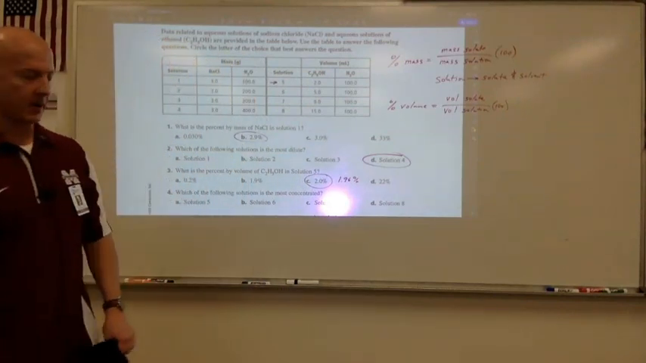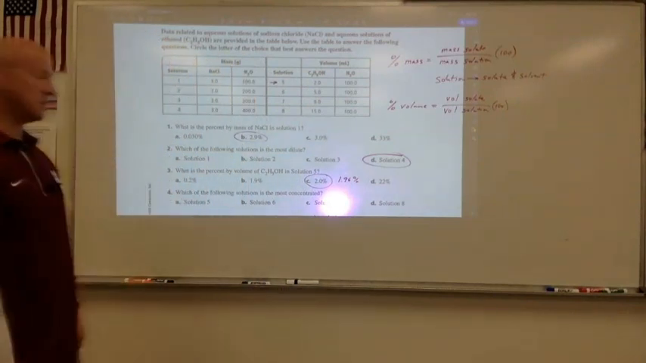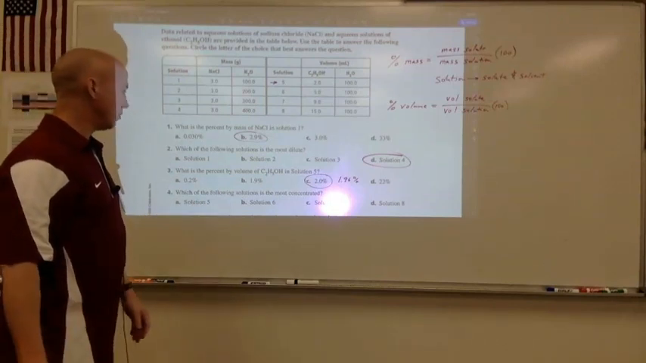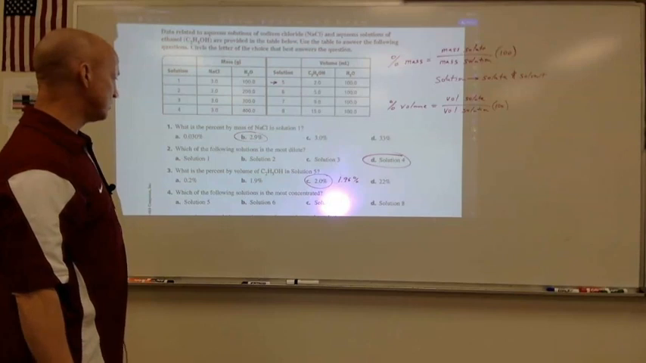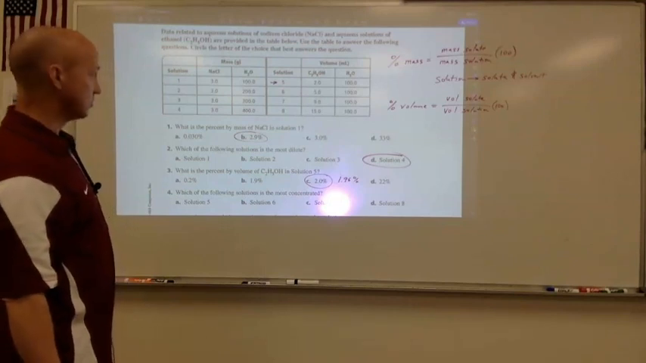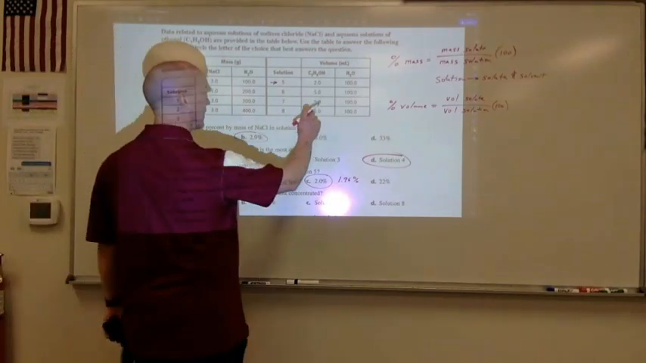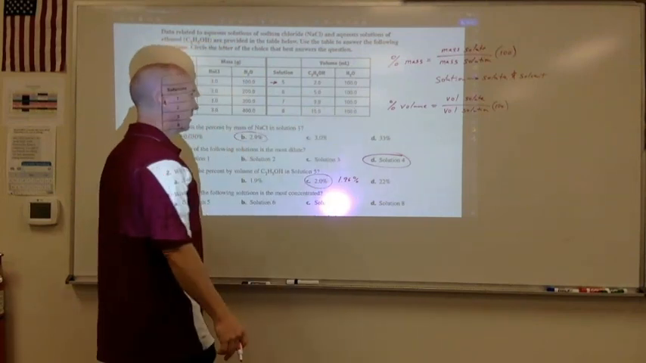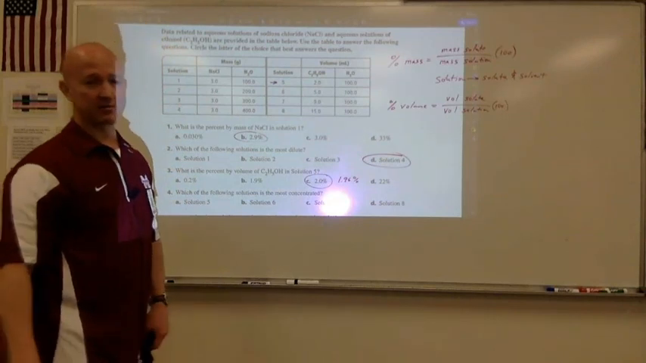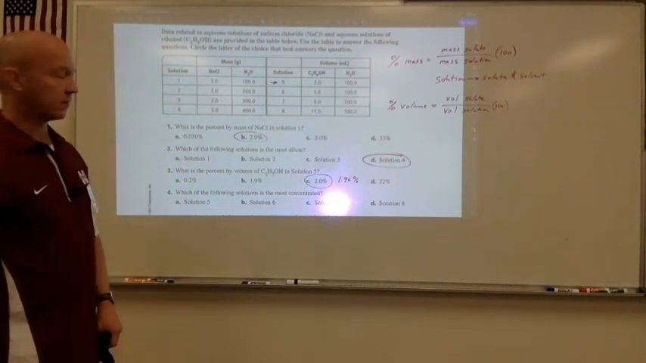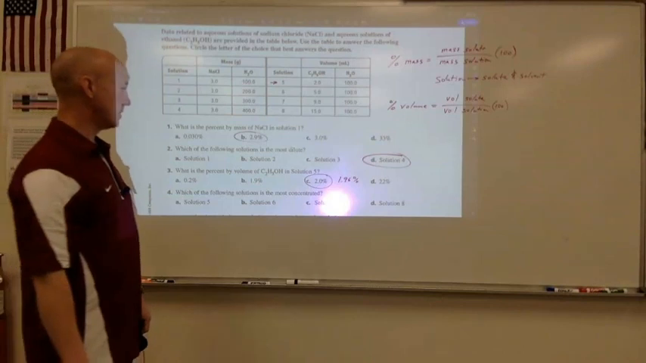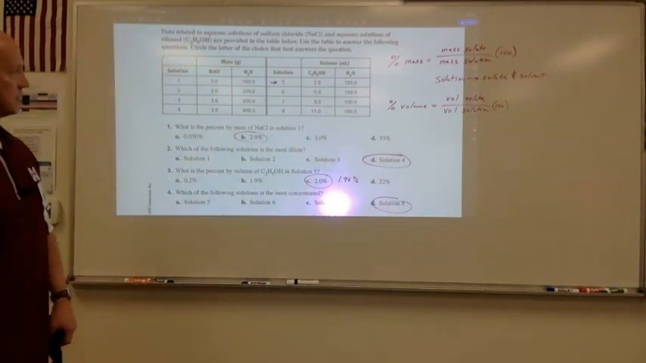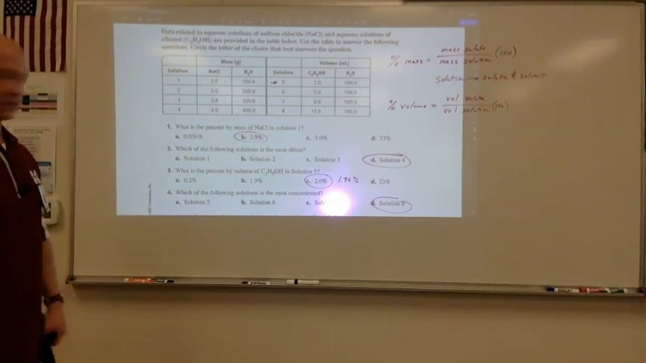Which of the following solutions is the most concentrated? So the opposite of what we had in number 2. Most concentrated solution? Solution 8. We've got 15 grams of solute here, 100 grams of solvent. That's roughly like 13%. 13% by volume. So there we go, solution 8. So that does it for that section. We'll move on to the next one.